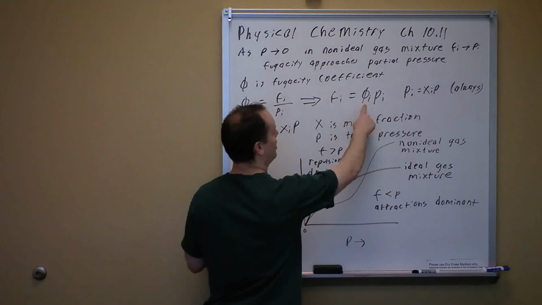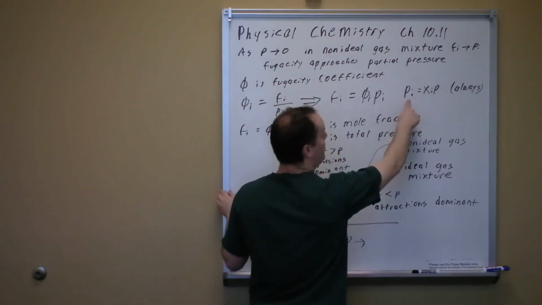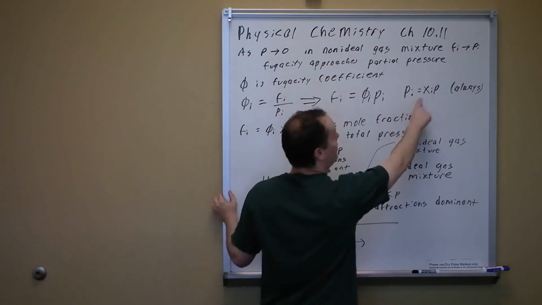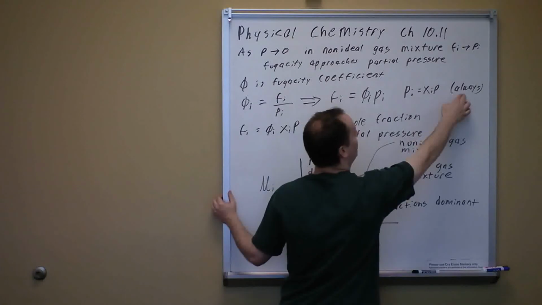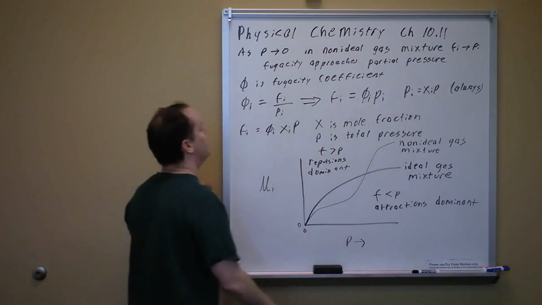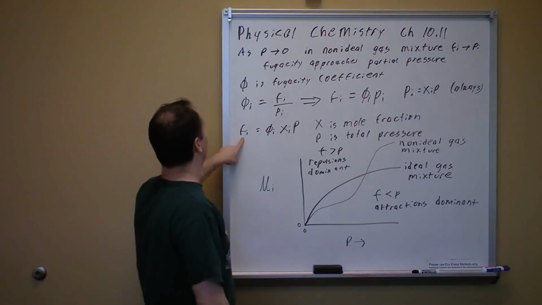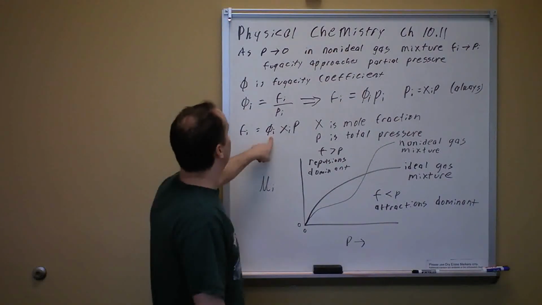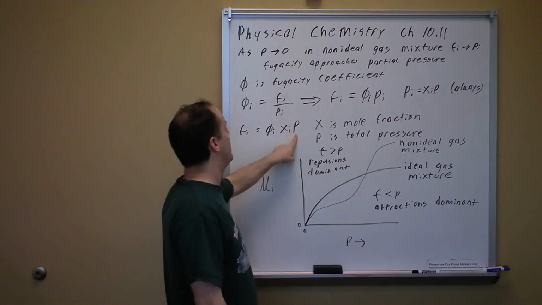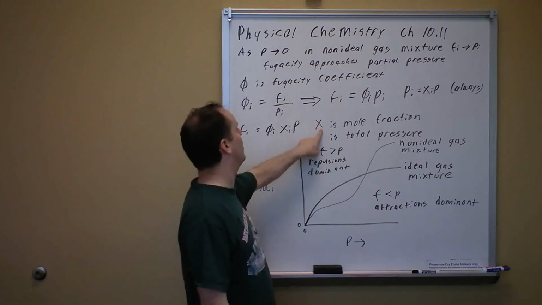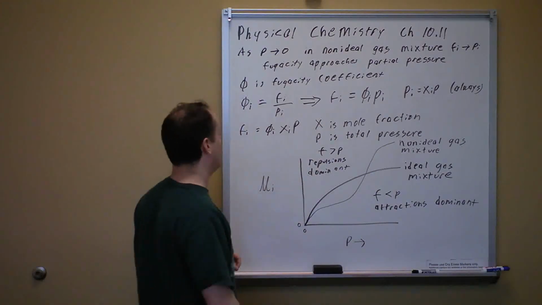So the fugacity is just going to be equal to this phi times the partial pressure of I. And remember, partial pressure of I is just the mole fraction of I times the pressure. This is always true for real, ideal, whatever. So substituting in, the fugacity of I is just equal to this fugacity coefficient of I times the mole fraction of I times the total pressure. Remember, we're using X or chi for mole fraction and P for total pressure.